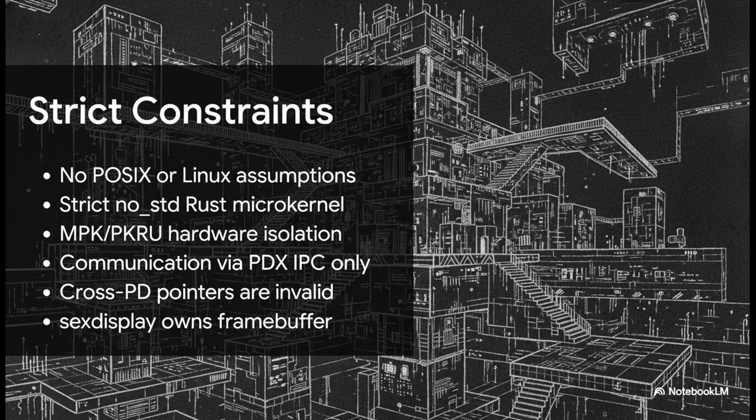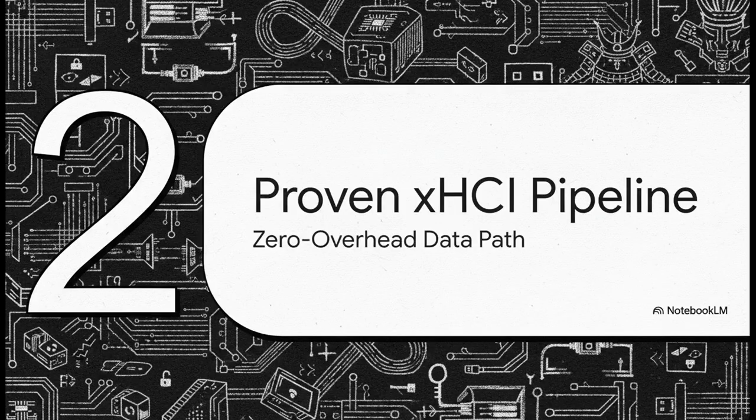How do they talk? PDX IPC only. And remember, cross-protection domain pointers are strictly, fundamentally invalid. Oh, and of course, SexDisplay remains the absolute sole writer to the frame buffer. If a piece of USB data can't be routed via a lock-free PDX ring buffer, it simply does not belong in SexOS.